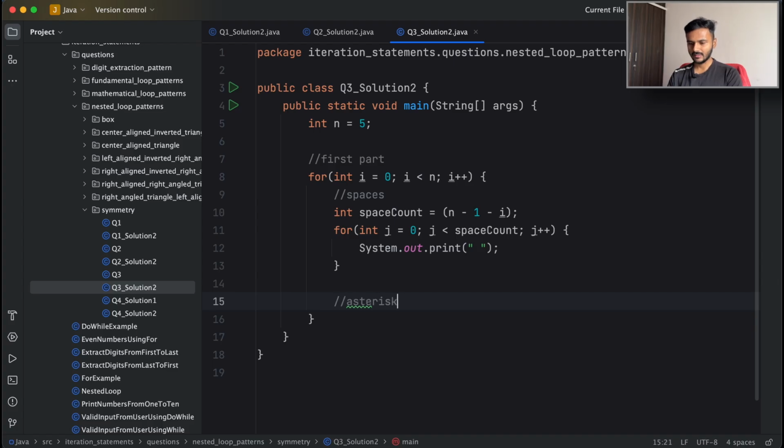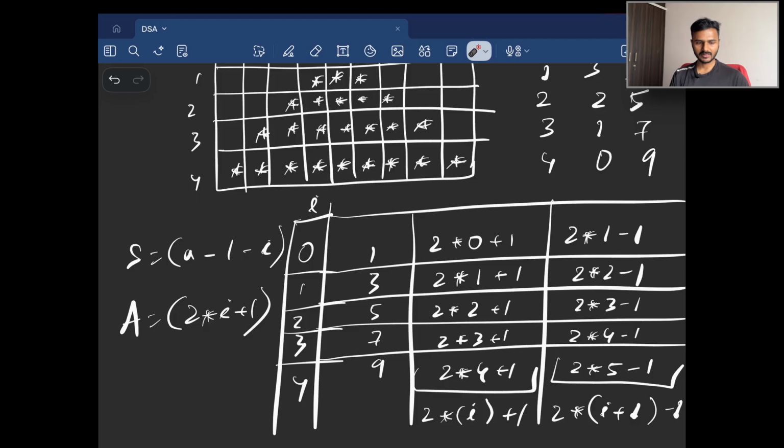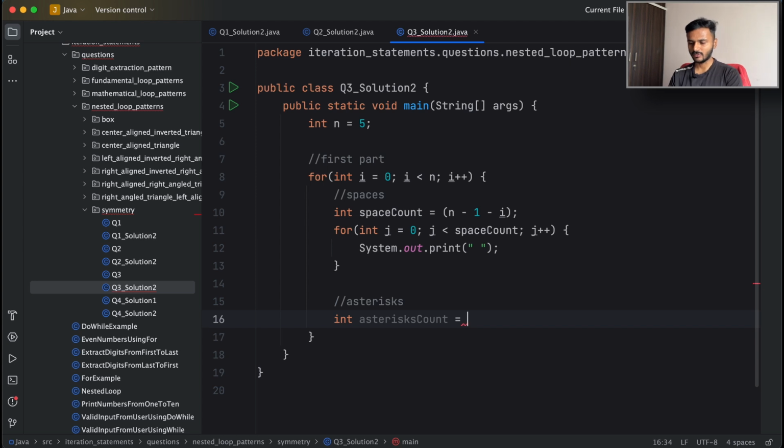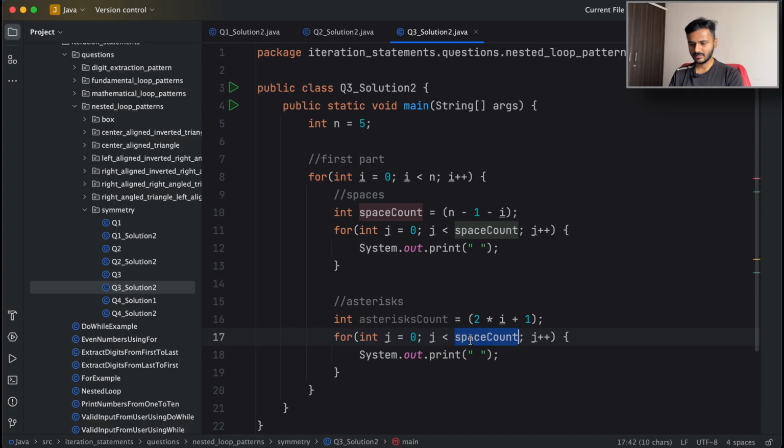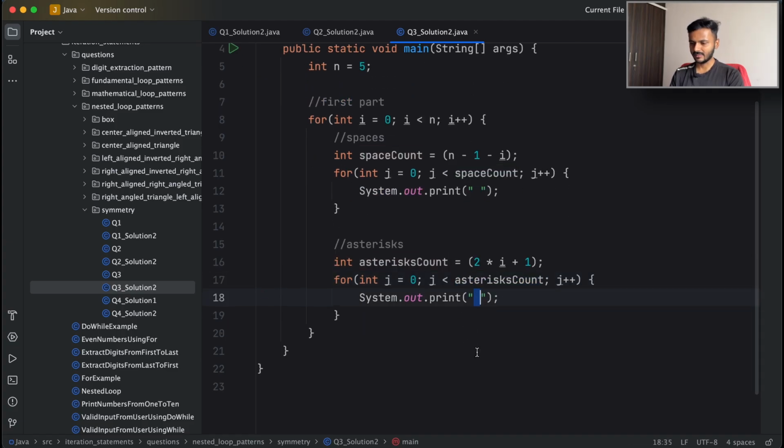Then we'll print the asterisks. For that, we're going to use a variable and call it asterisk count. And like we had discussed, there are two ways in which we can go about it. We can either say 2 into i plus 1, or we can say 2 into i plus 1 and then minus 1, right? So let's go for 2 into i plus 1 for now, and then I'll also update this for the other expression, and we will see if that expression is also working fine or not. Then let me grab the for loop from here and paste it here. Let's replace space count with asterisk count, and let's replace printing space with printing an asterisk, right?